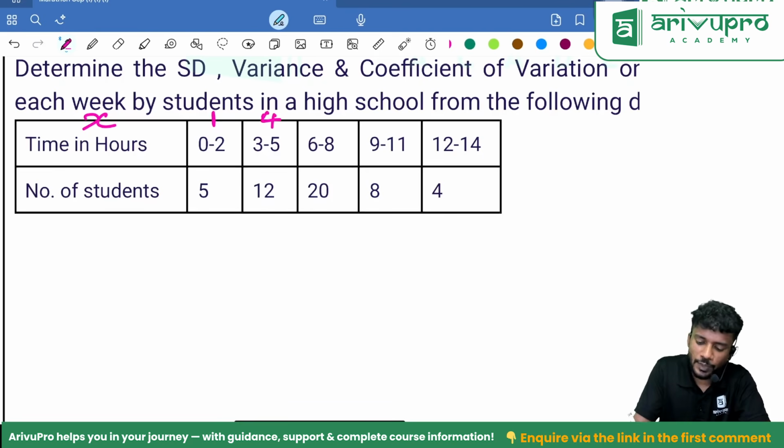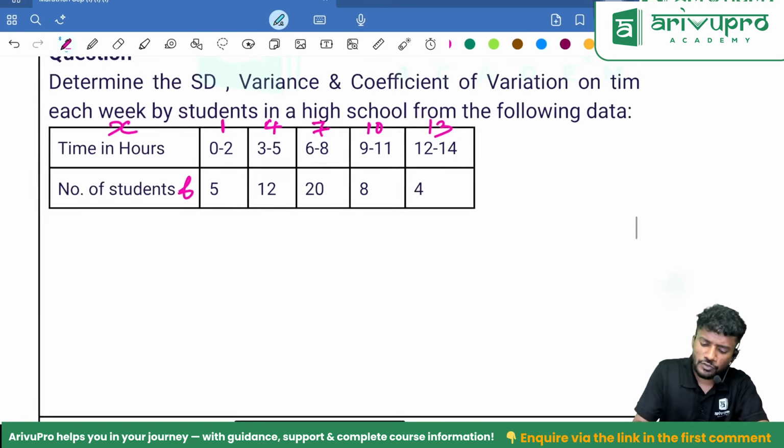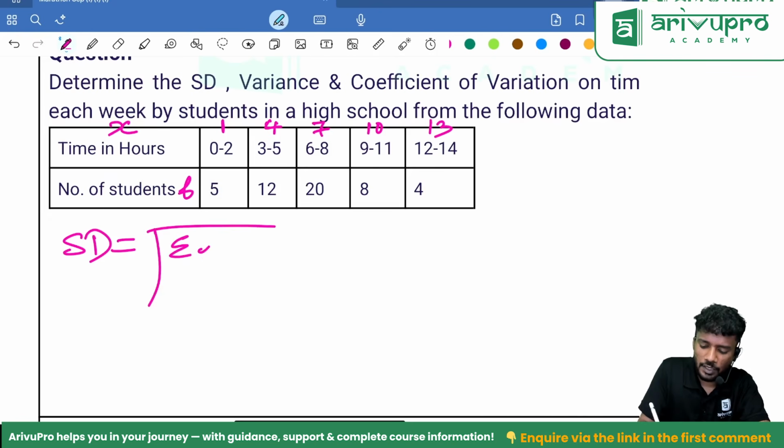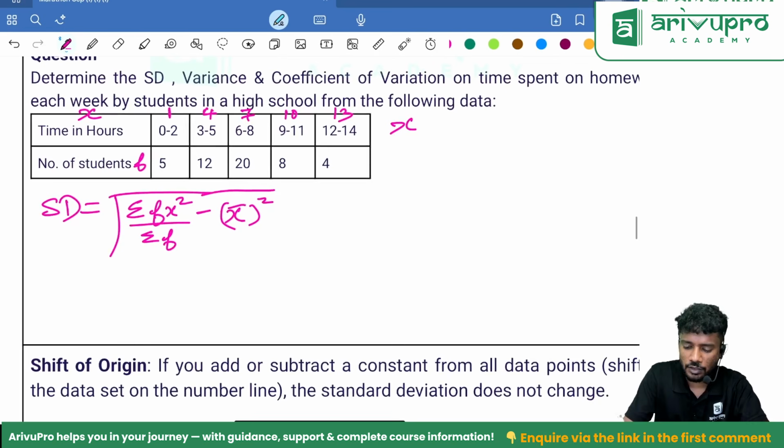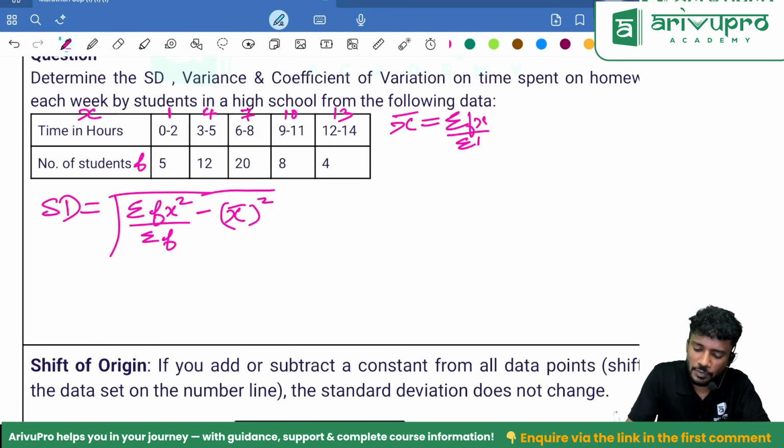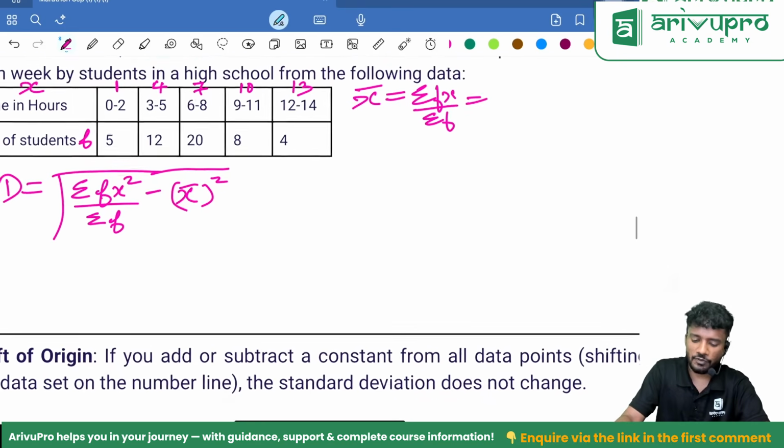4. Yes. Next value is how much? The next value is 13. So we have the x values, and we also have the corresponding f values. Now how to find standard deviation? SD is nothing but the root of sigma f x square divided by sigma f, minus x bar the whole square. Get me the value of x bar. X bar is nothing but sigma fx divided by sigma f. Yes, everyone try.